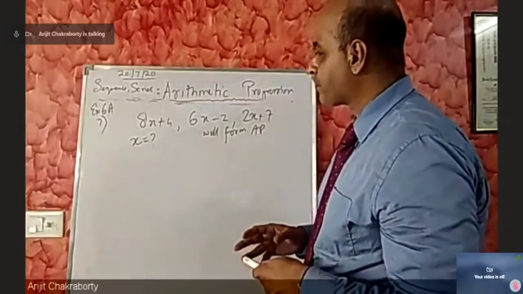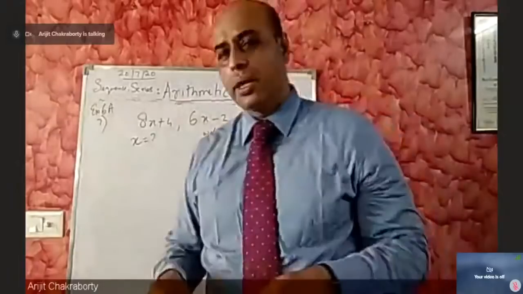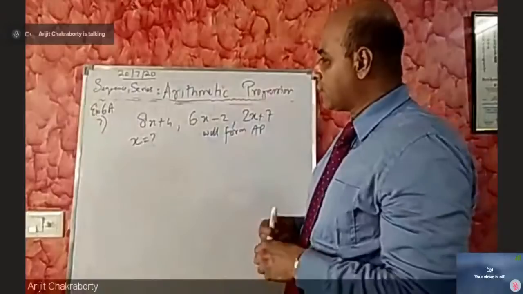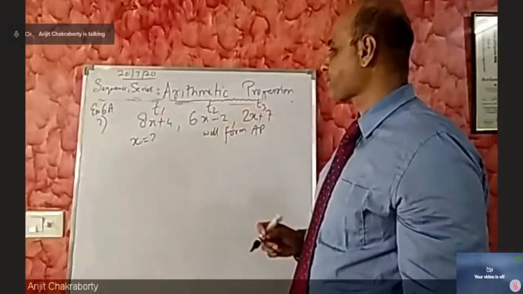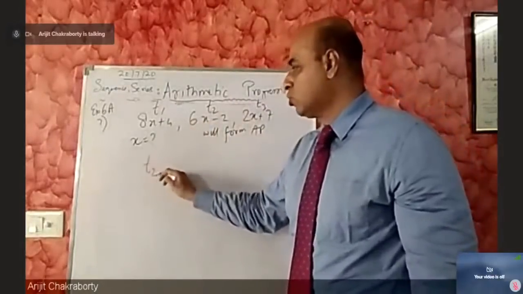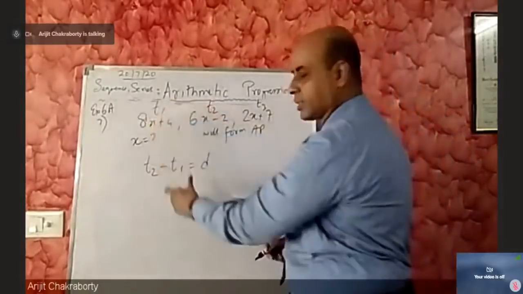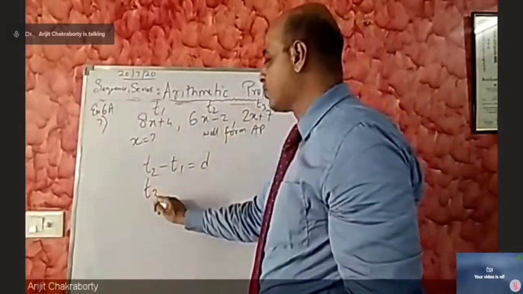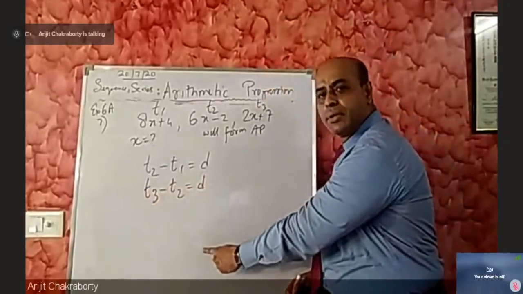Now, if these three terms are forming an arithmetic progression, then we can write, if this is term 1, T1, and this is T2 and this is T3, we know T2 minus T1 will be the common difference. Similarly, T3 minus T2 will also be equal to the common difference, and the common difference will be the same. It will be constant.